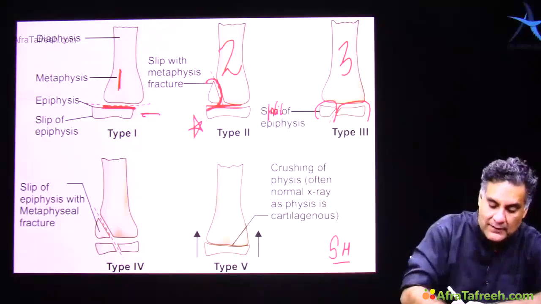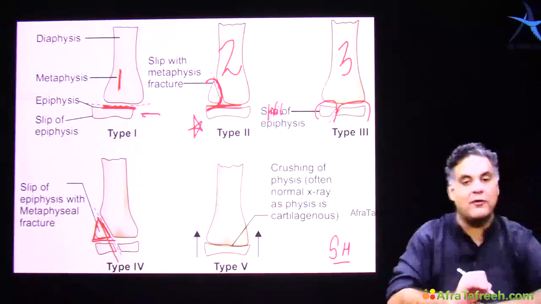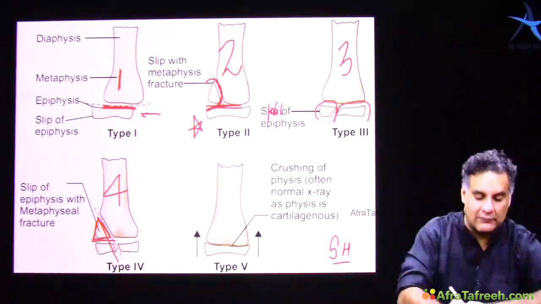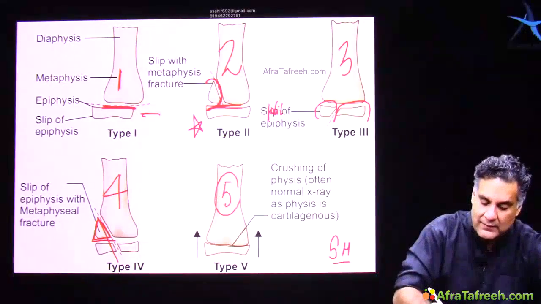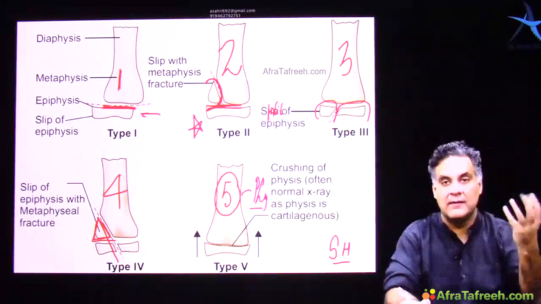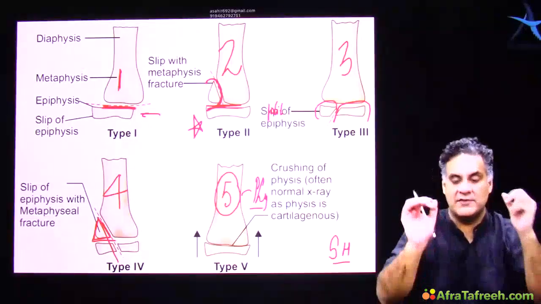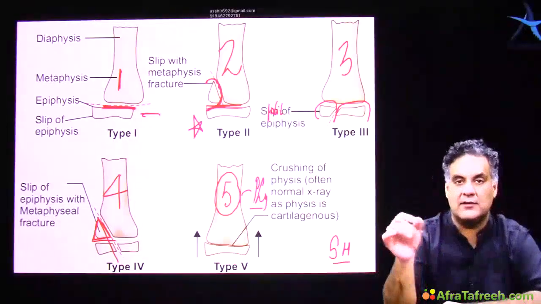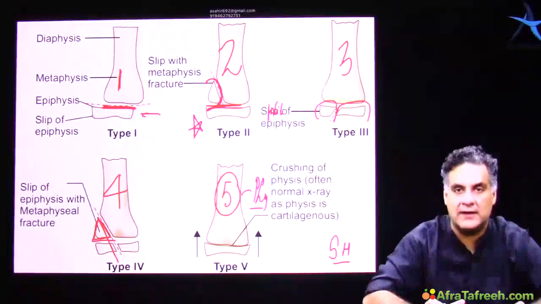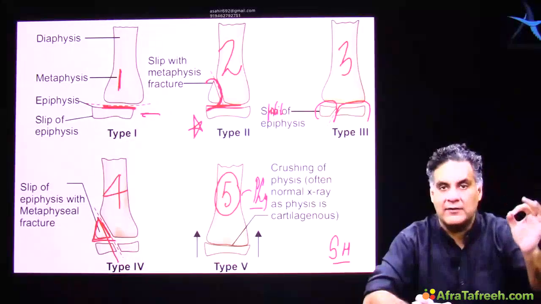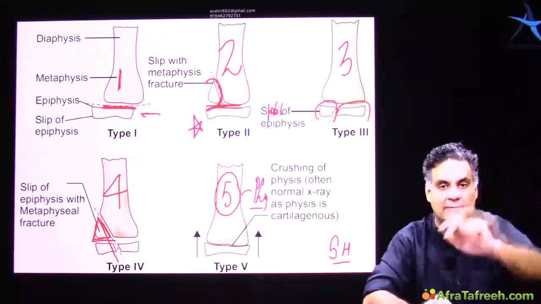And type 4, there is a split of epiphysis with a metaphysal chunk, so you can very well write a 4 here. So 1, 2, 3, 4. And type 5, there is a crushing of the 5. 5 for 5. 5 means physis. The growth plate or cartilage, which is radiolucent, which cannot be seen on an X-ray. And that is why you should remember this very, very important key point here, that type 5 looks normal on the X-ray. Commonest is type 2.